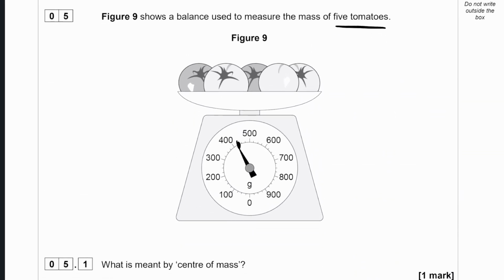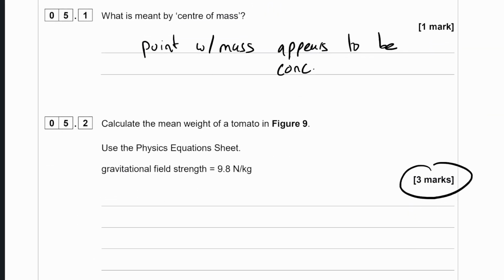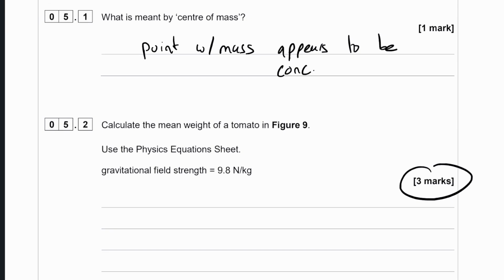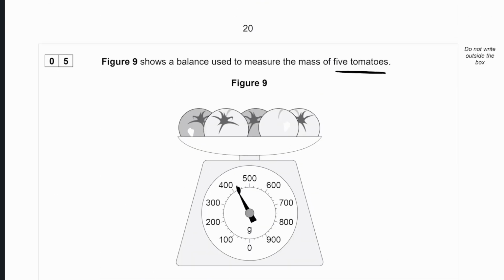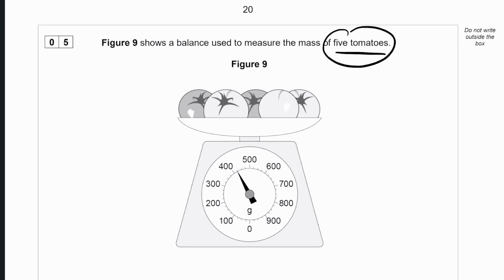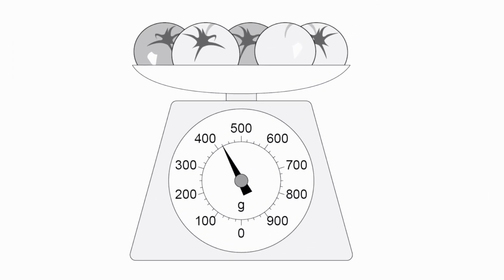So this is the diagram that we're working off, and the question asks us to calculate the mean weight of a tomato in figure 9 using the physics equation sheet. And so you need to use your diagram for this, okay? It tells us there are 5 tomatoes and there is a reading, but it doesn't tell us the reading, it just shows us it in the diagram. So what you need to do is come along to your exam paper and look at what this reading actually says, okay?